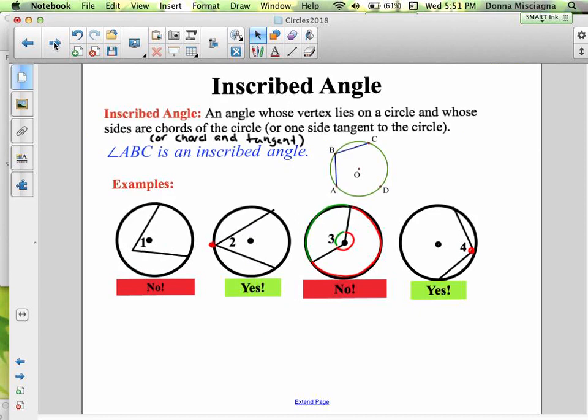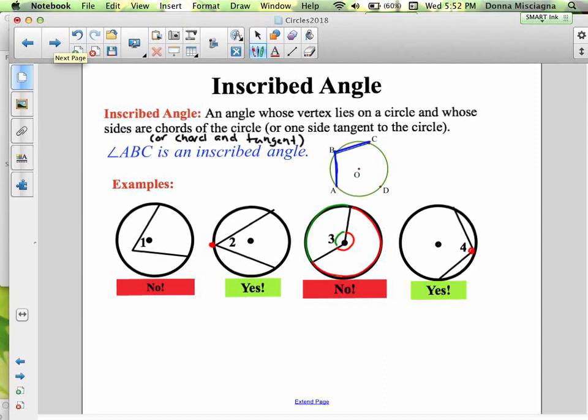You have, I think, the next page in your notes, the page after this. Here we're just going to look at what's an inscribed angle and what's not an inscribed angle. So an inscribed angle is an angle whose vertex lies on the circle and whose sides are the chords of the circle. We also can have a chord and a tangent. I'll show you what that looks like in a moment. So here, angle ABC is an inscribed angle. It has the vertex on the circle and the sides, BC and BA, are chords to circle O.